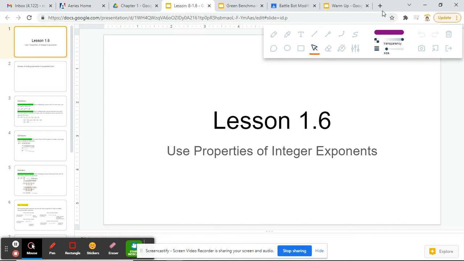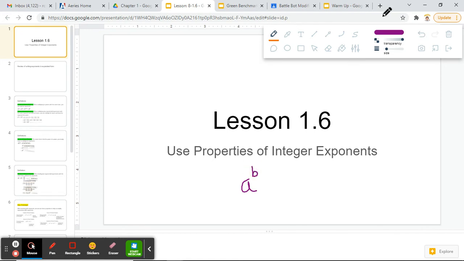Good morning, class. Today we're going over lesson 1.6, how to use the properties of integer exponents. So basically we're going to be talking about different rules that are invoked when we have exponents. And remember, an exponent is just, if this is my base here, an exponent is the little number that goes above it in the corner here.